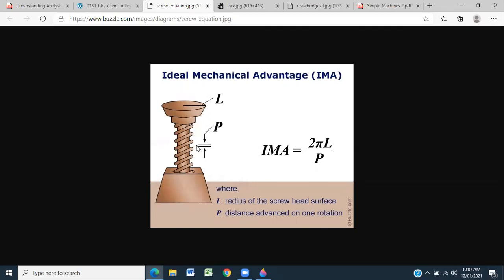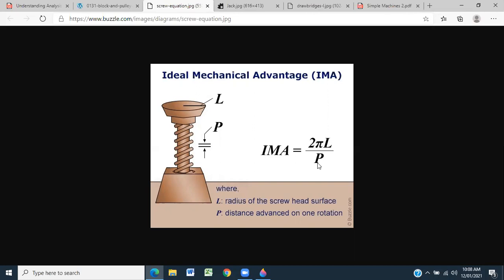We find that when we rotate the effort one complete revolution, the distance we travel in terms of moving the load is the distance between these threads. So this distance p. When we do one complete revolution applying the effort, the distance we travel is this distance here, p. And that makes sense, because we screw this thing into the other object or out of the other object, and it travels this distance between the threads. So that's our distance p.